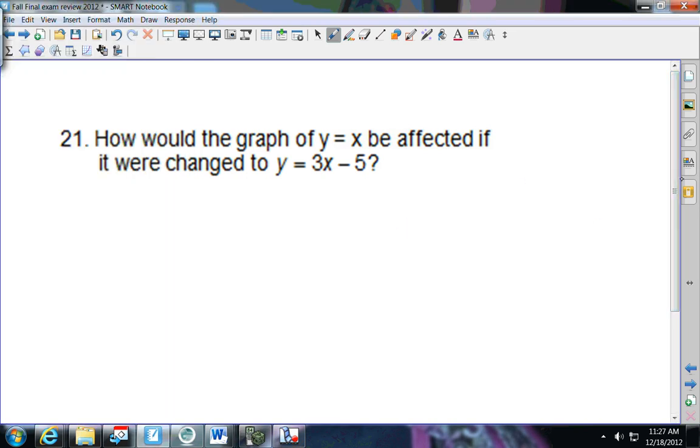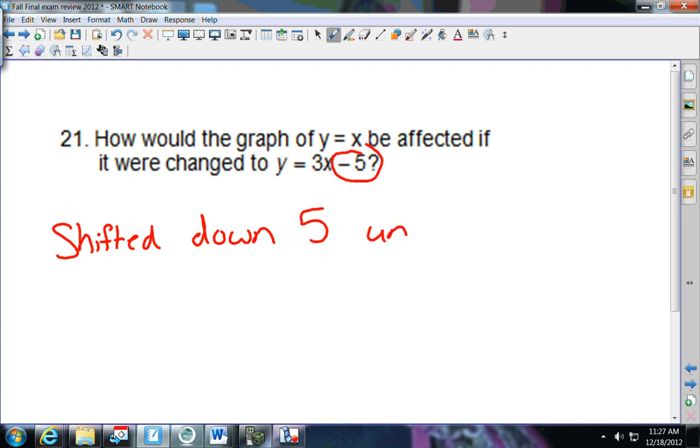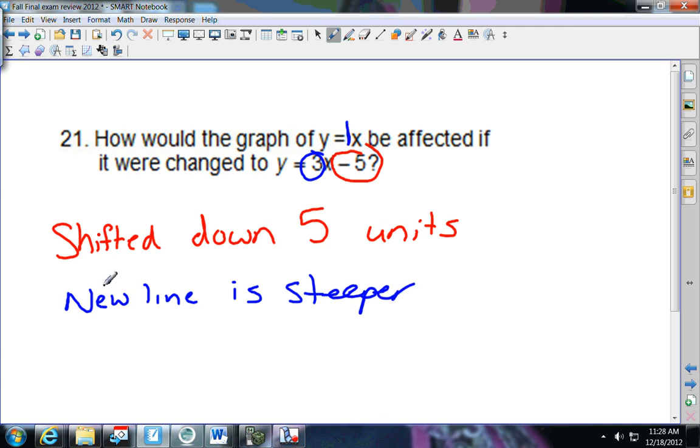So first off, what I see is that this minus 5 right here means that it is shifted down 5 units. The other thing is that the slope is 1. 3 is larger than 1, so that means that the new line is steeper. Because remember, the larger the number, the steeper the line, the larger the slope.